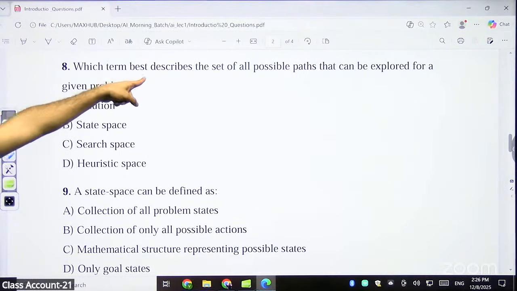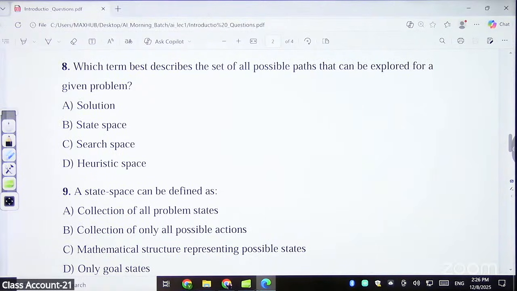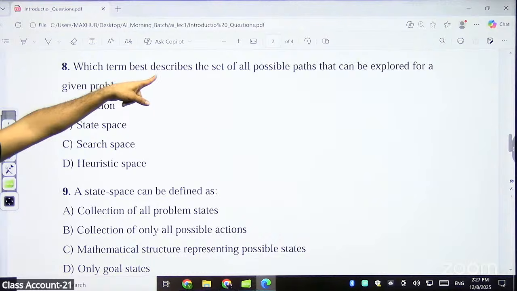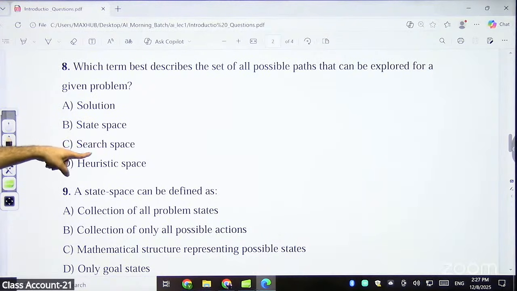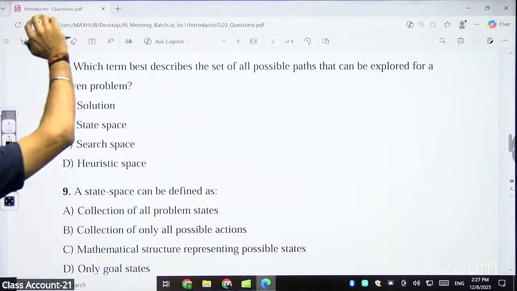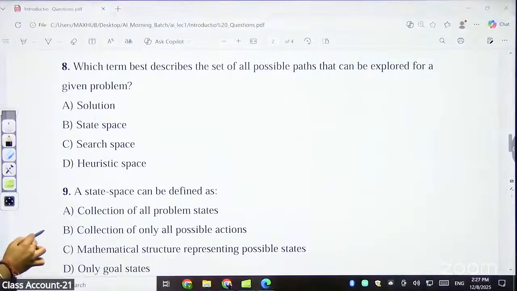Which term best describes the set of all possible paths that can be explored for a given problem? Everyone should answer this. Very simple. Here the difference between state space and search space should be clear. I have already told you. The correct answer is option C, very important. It is all possible paths, so that is option C.